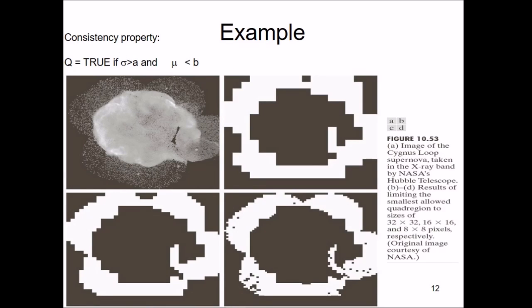You can use some consistency property like this. Sigma and mu are always there; you can find sigma and mu from the image very easily. So this is the image of the Cygnus Loop supernova taken in the X-ray band by NASA. And these are examples of limiting the smallest allowed quadregion to sizes of 32 by 32, 16 by 16 and 8 by 8 pixels respectively.